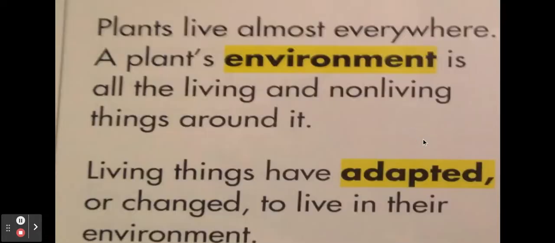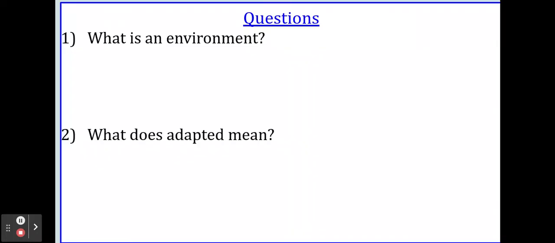All right. Plants live almost everywhere. A plant's environment is all the living and non-living things around it. Living things have adapted or changed to live in their environment. All right, what is an environment?